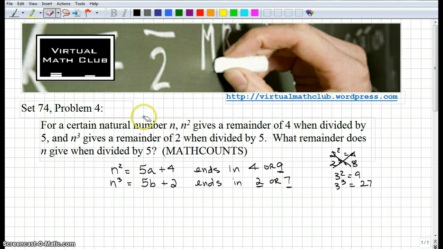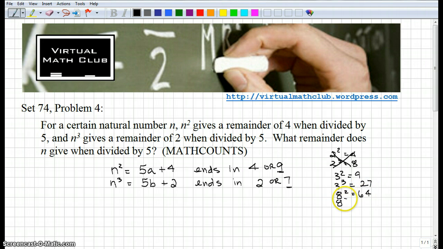So that would work. Let's see, 4 squared ends in a 6, 5, 6, 7 don't work. How about 8? 8 squared is 64, so that ends in a 4.